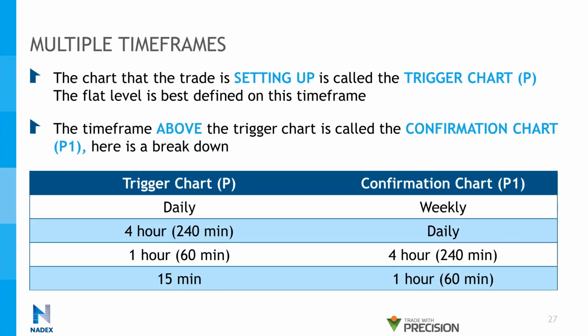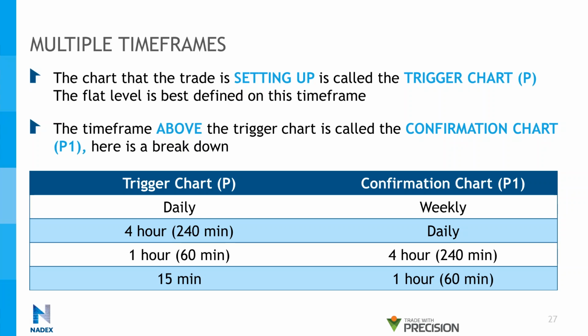So what we're looking at here in this table is the order of the time frames and where the setup is occurring. What I mean by that is if the trade is setting up on, say, the 15-minute chart, then that is going to be called our precision chart. What that means is the trade is best defined on this time frame. The next time frame above the trigger chart, P, is called the confirmation chart, P1, or in this case, the 60-minute chart.